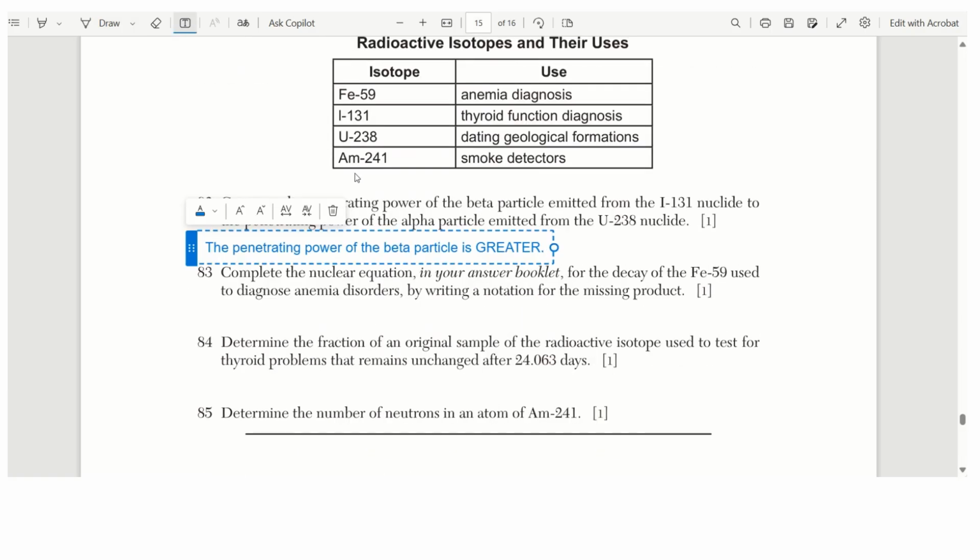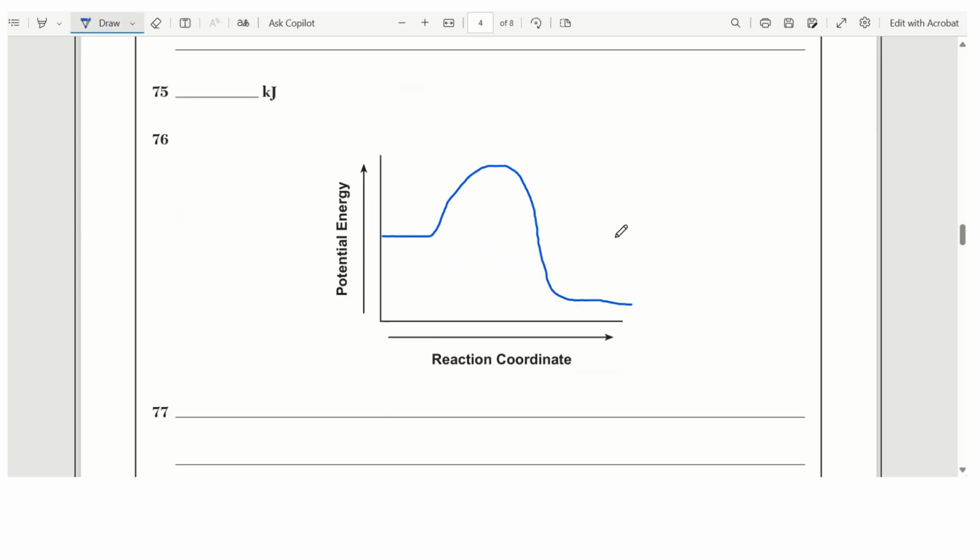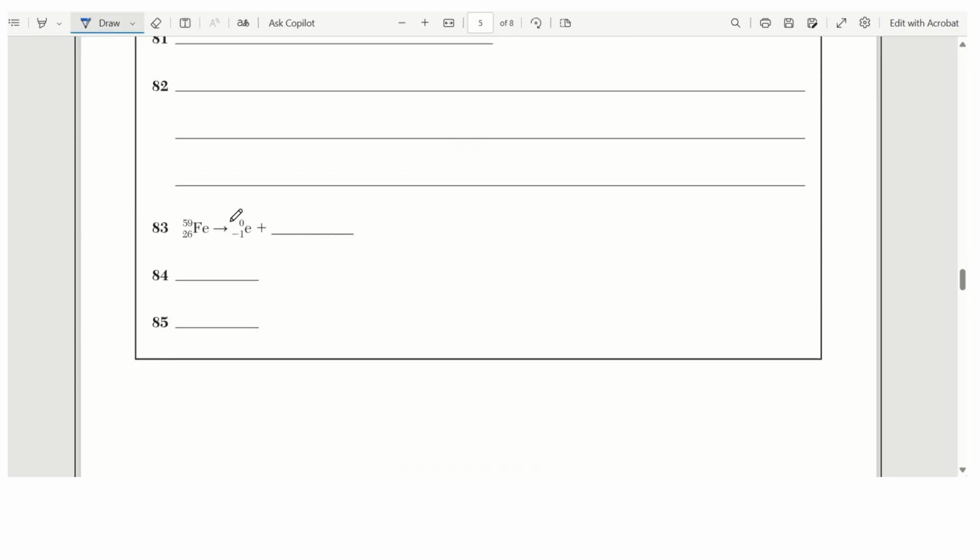Number 83, complete the nuclear equation in your answer booklet. So let's go to the answer booklet right here. For our purposes, that's where the equation is divided. On this side, I have 59. On this side, I have 0 so far. So my top number has to be 59. And the bottom, I have 26 on this side, and that has to be equal to -1 plus whatever my mystery number is. So I have to add 1 to both sides. So it should be 27.